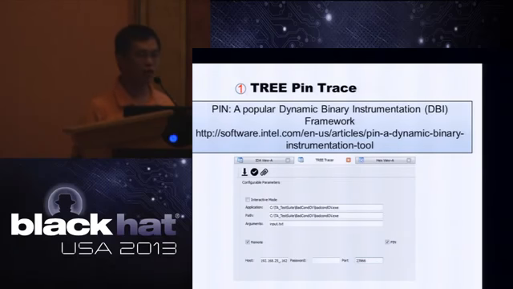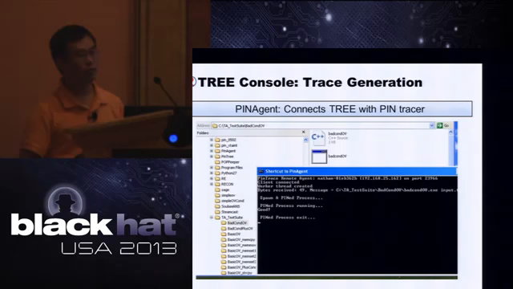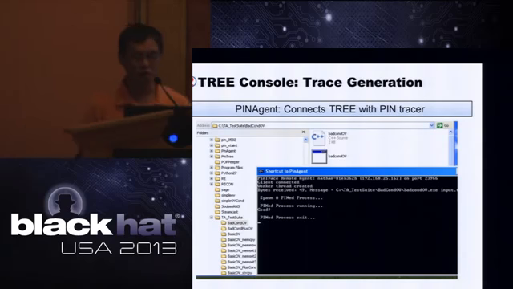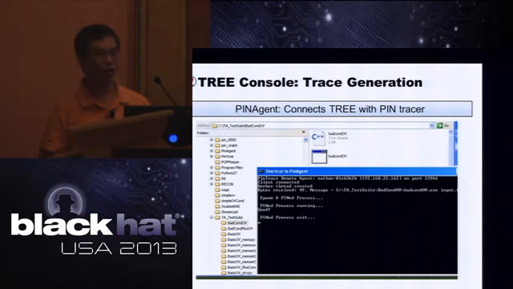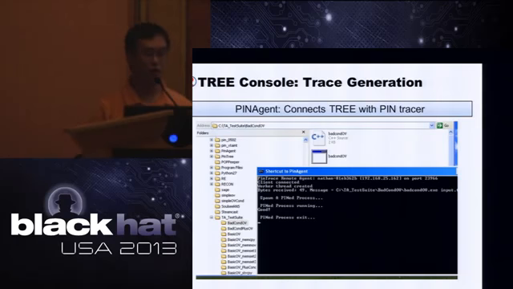The advantage is it's faster. But the downside is it only supports x86. Nonetheless, we have an option to support it if you are comfortable with Pin. By using the GUI, you can choose a Pin option to trigger the Pin tracer we developed. We also developed a part called the Pin agent that connects the TREE GUI with the Pin tracer. So the user can specify the conditions and command lines and pass them to the Pin agent, and then the Pin agent connects with the tracer to get the trace you like.